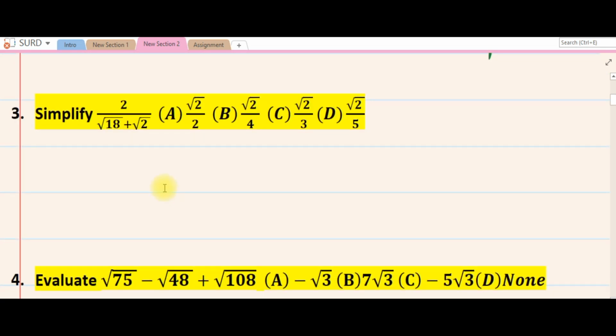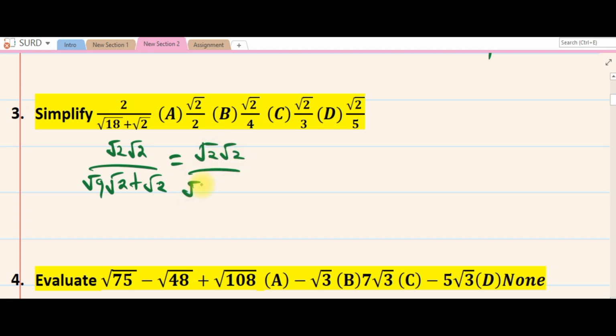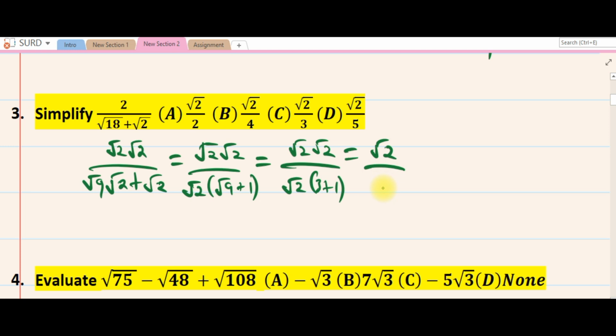So the next question, we are asked to simplify 2 over root 18 plus root 2. So the best way to solve this, I can write root 2 as root 2 times root 2 because I noticed something down there. Root 18 is root 9 times root 2. Finally, root 2 here. So again, root 2 is common. So I can factor root 2 out down here. So root 2 out, we have root 9 plus 1. So root 2 over root 2. Root 9 is 3. So 3 plus 1. We have root 2 up over 3 plus 1 is 4. So our answer is B.